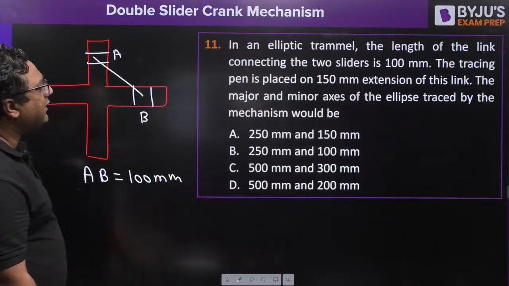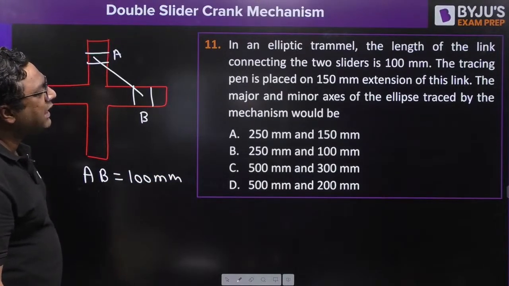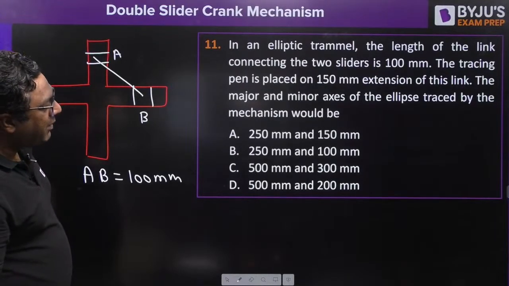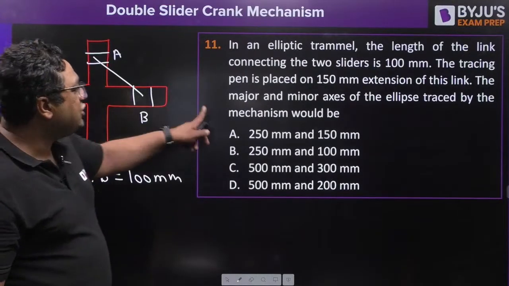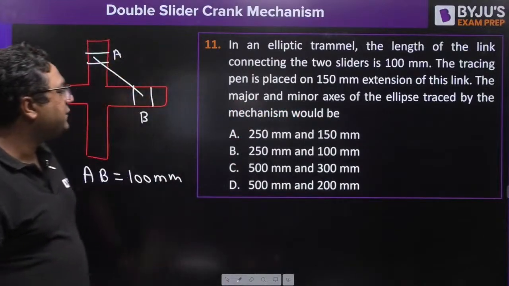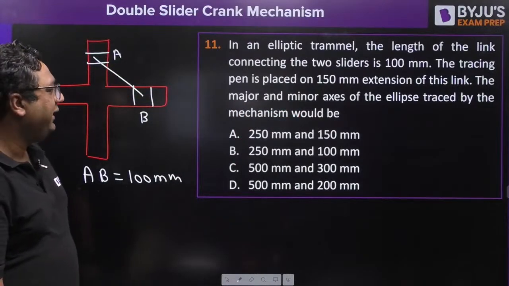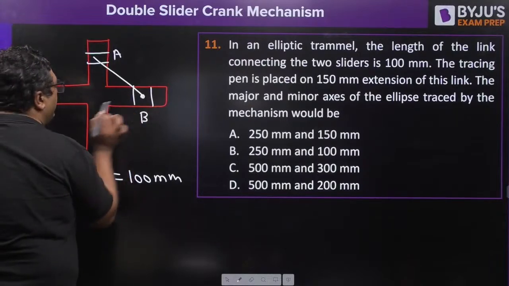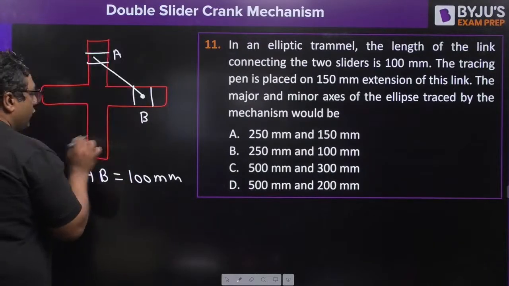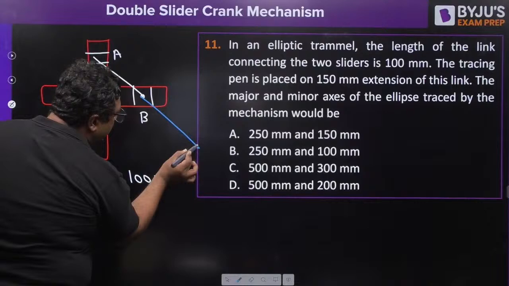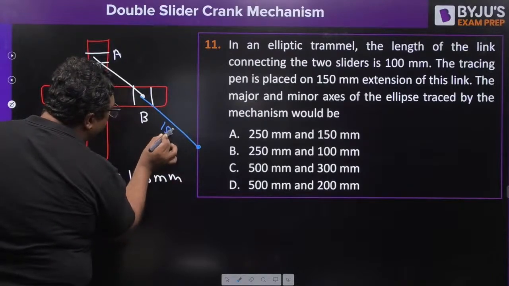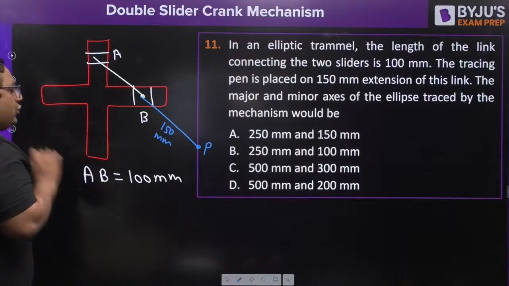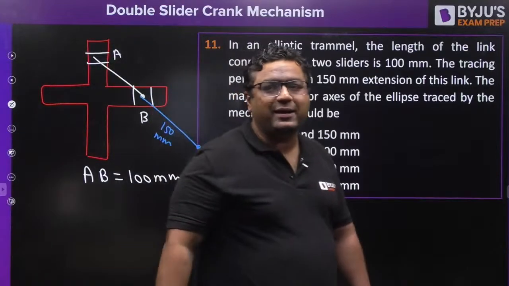Then he is saying the tracing pen is placed on a 150 mm extension of the link. Placed on a 150 mm extension of the link, find the major and minor axis of the ellipse traced by the mechanism. So my dear, this is 100 mm and we are putting the point 150 mm away in the extension. This is 150. This is P. So you need to answer about the major and minor axis.